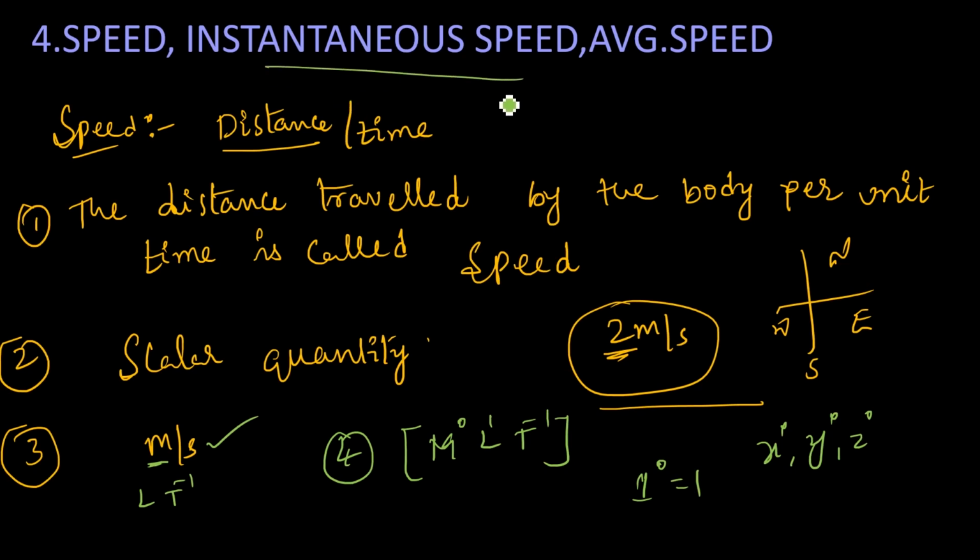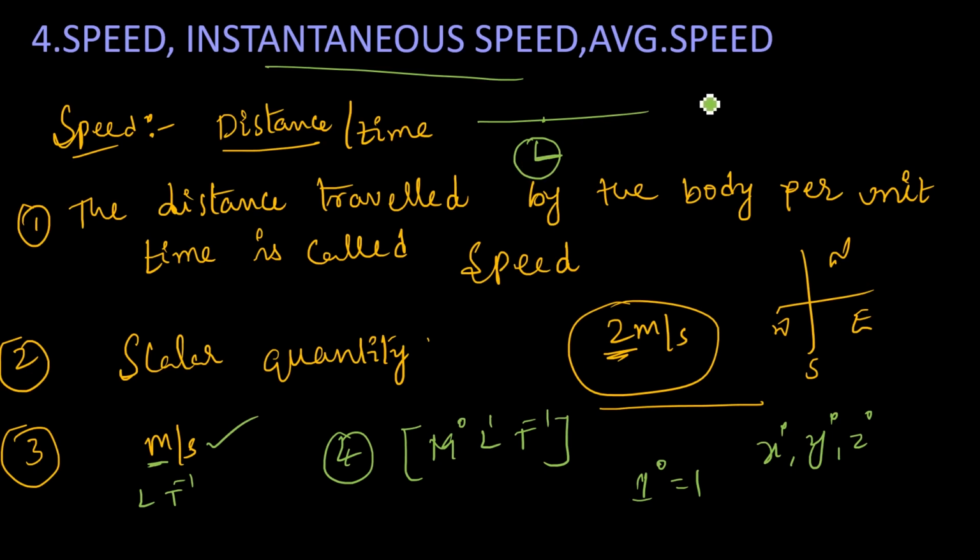Instantaneous speed means speed at a particular instant. A train is moving on a track; at that particular instant, what is the speed? That is called instantaneous speed. If you take a watch or clock at a certain time, at that particular second, what is the time? That we can take as the instant. So at that particular time, what is the body's speed? That is called instantaneous speed.